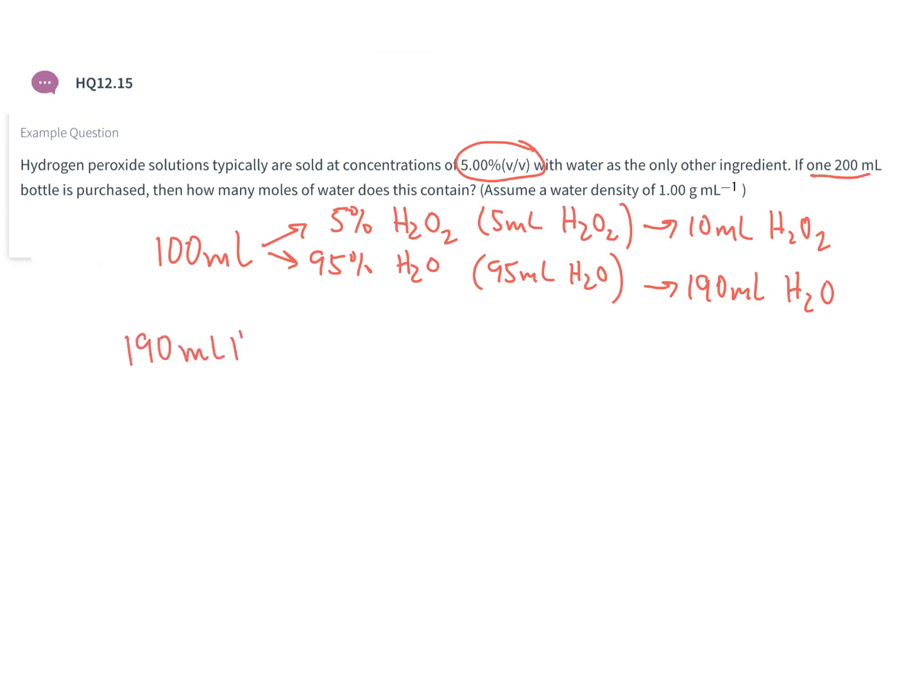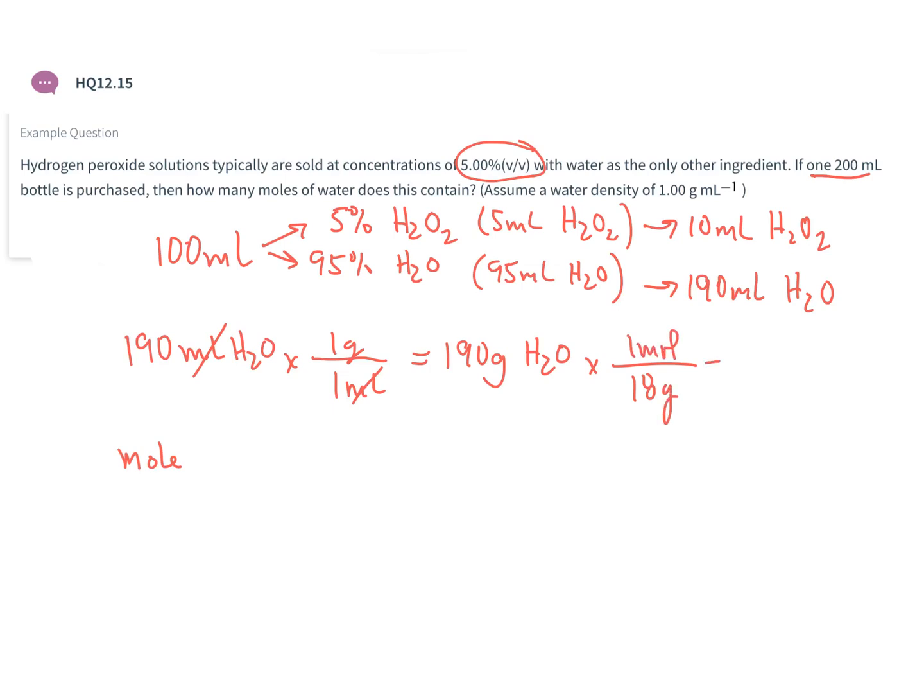190 milliliters of water, and the density of water is 1 gram per 1 milliliter. So milliliters cancel out. I have 190 grams of water. We can find moles now because I know that for every 18 grams of water, I would have 1 mole of water, or approximately 10.6 moles of water in this sample.